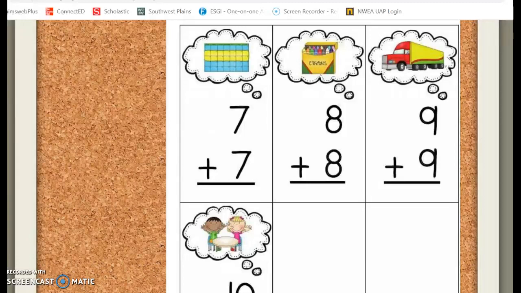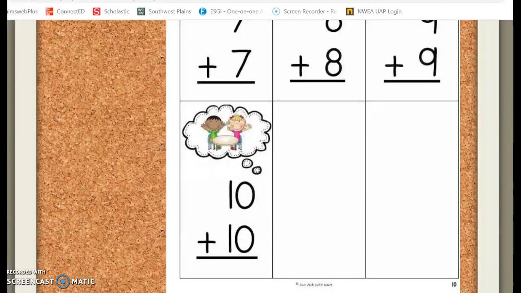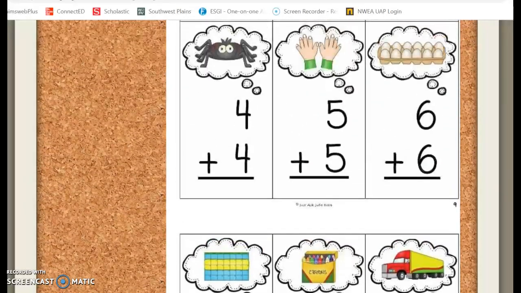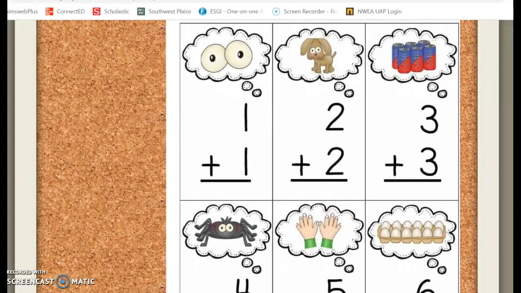So that equals 18. And my last one is, if I have 10 fingers and my friend has 10 fingers, how many fingers do I have all together? 20. So 10 plus 10 equals 20. So if you think about these strategies today, first grade, on our math, then you will be able to very quickly know your doubles math facts.